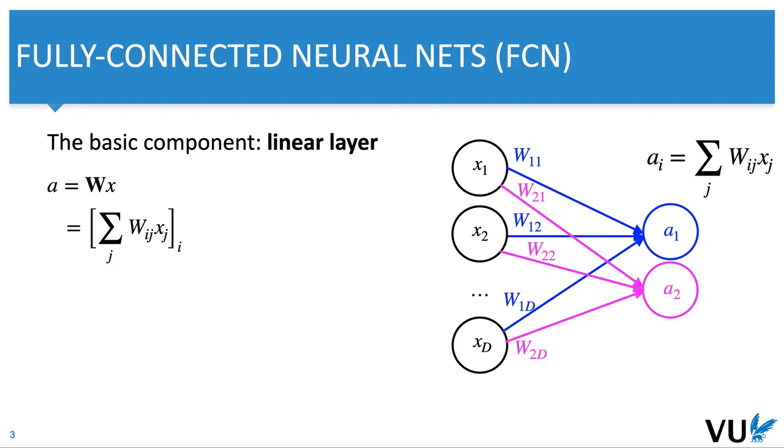If we look at fully connected nets, we have a basic component. This is a linear layer, and every single neuron processes all inputs. All right. So here we have a very simple example with two neurons. The blue neuron has its own set of parameters, and it processes every single x, and the magenta neuron processes all x's with its own parameters.